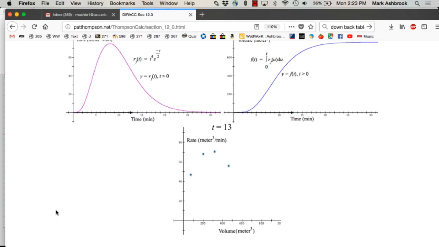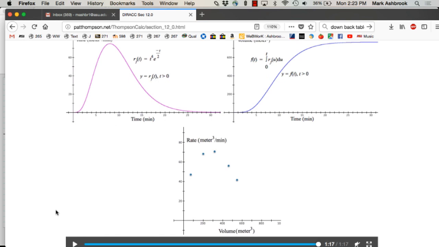So this is the idea of what we call a parametric function. In a parametric function, the independent thing is what we call the parameter. So the independent thing here is the number of minutes, even though that number of minutes doesn't get graphed.